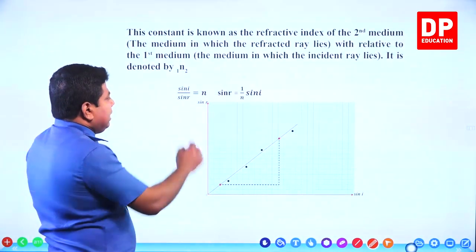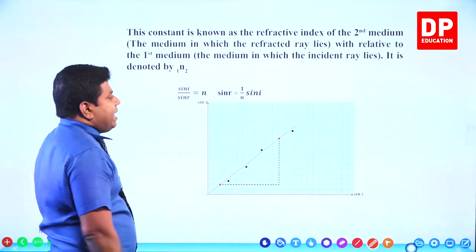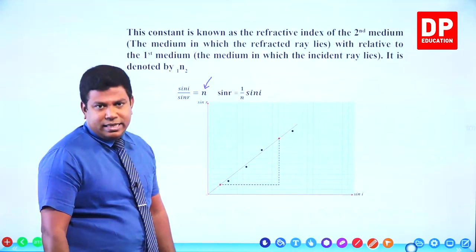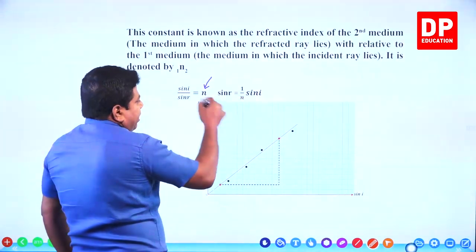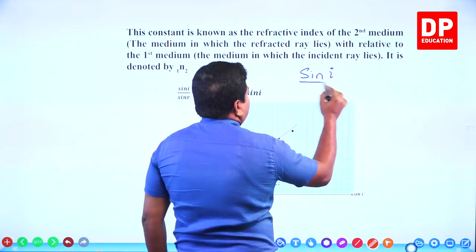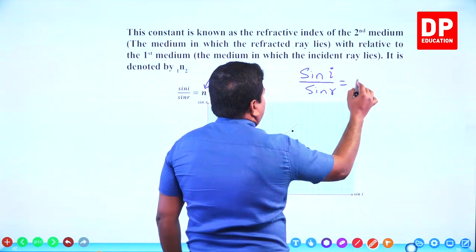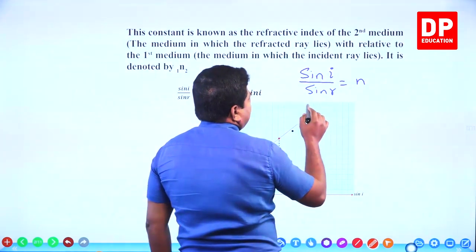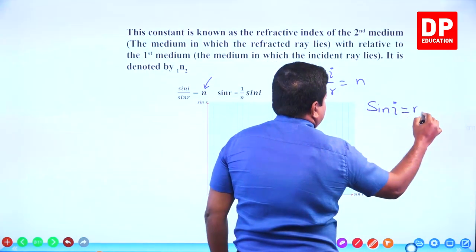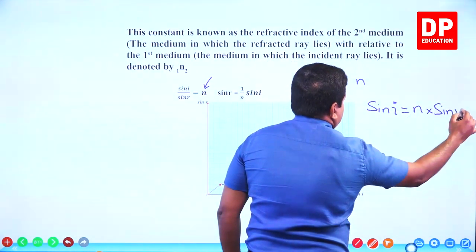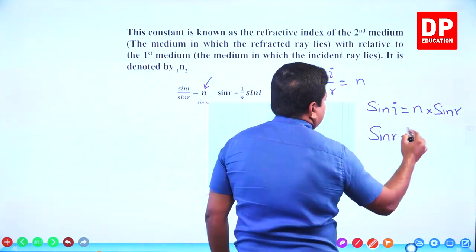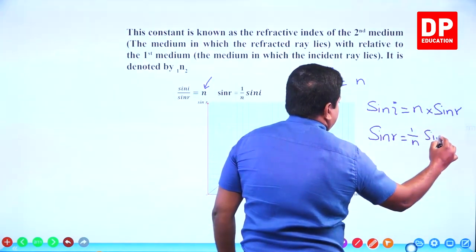So, sin I over sin R equals N. N is what? The refractive index. If I rearrange this, sin I over sin R equals N. If I make sin R the subject, let's cross multiply. Sin I equals N into sin R. Sin R equals 1 over N times sin I.